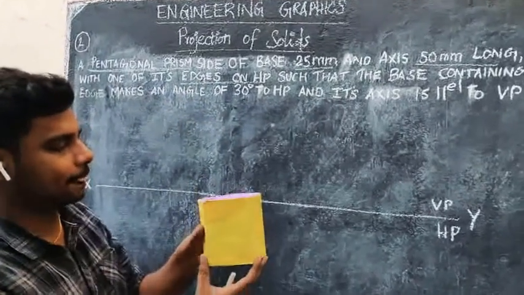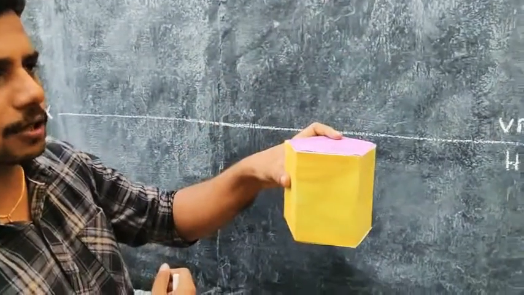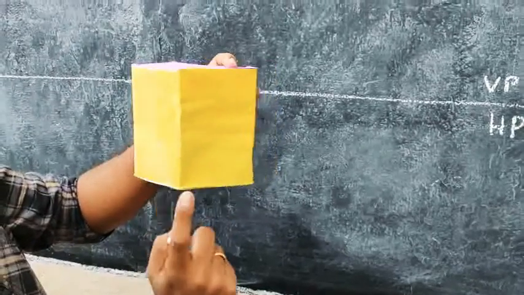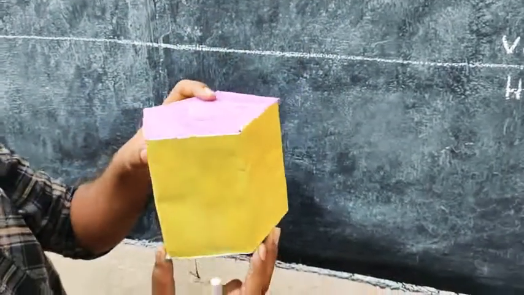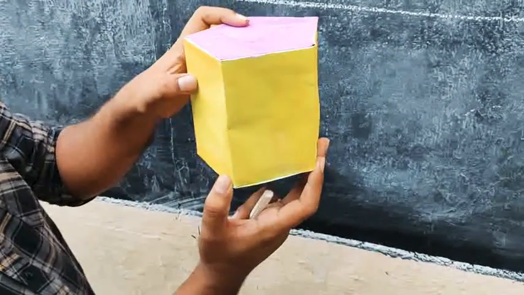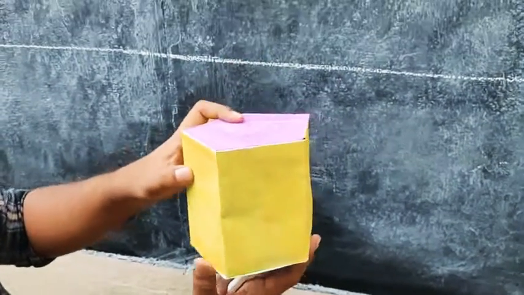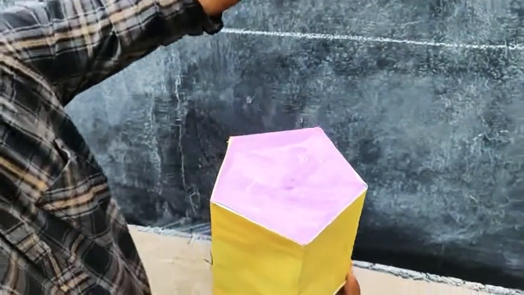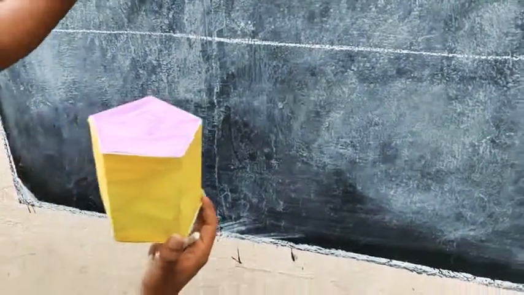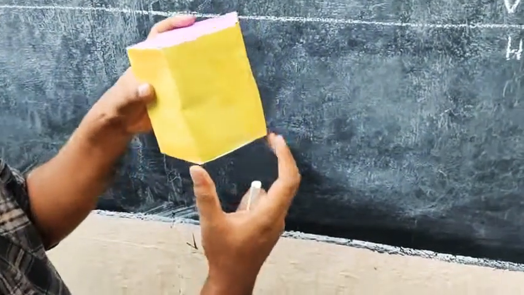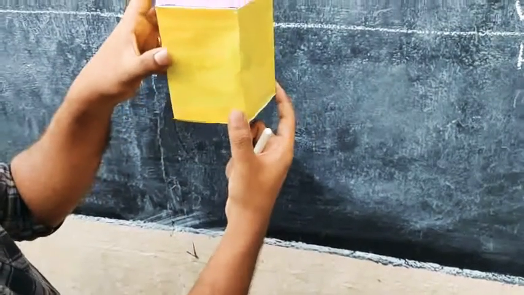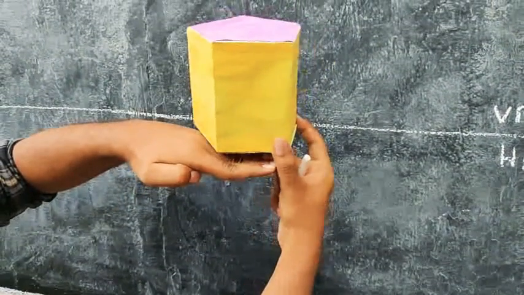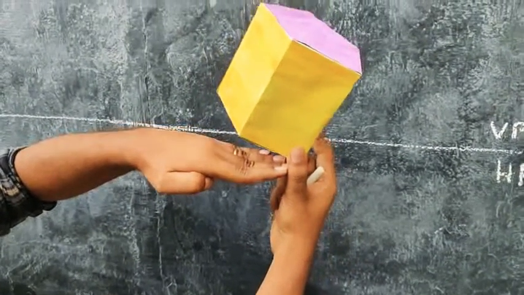So we need to focus. We know that it is going to rest on HP, so we have to see with which edge it is going to rest. Here we can see 5 edges for the pentagonal prism. We know the pentagonal prism has 5 sides at the bottom. We can take any of these edges such that the base containing that edge makes an angle of 30 degrees to HP. So this is your horizontal plane, and it is making an angle of 30 degrees to HP.